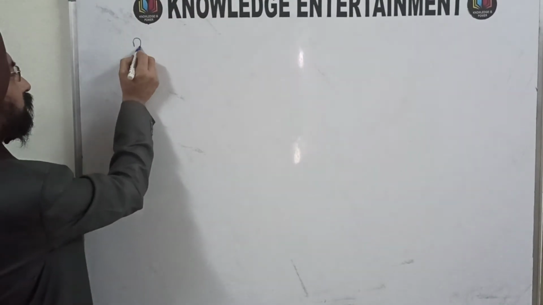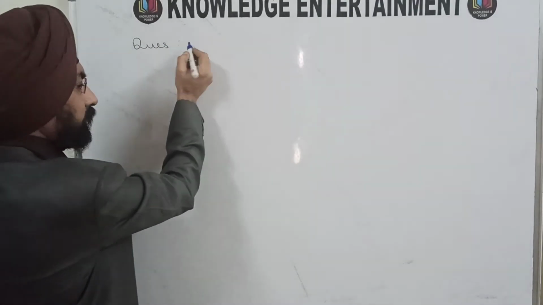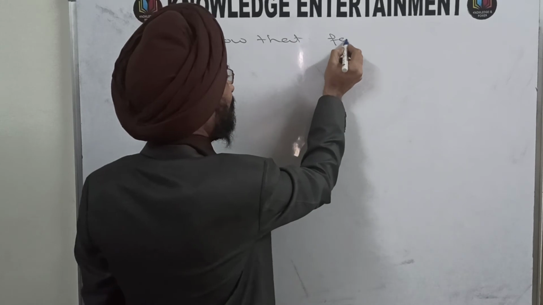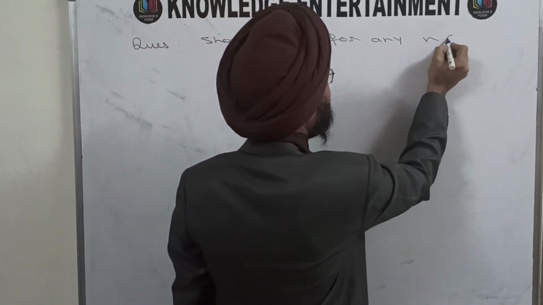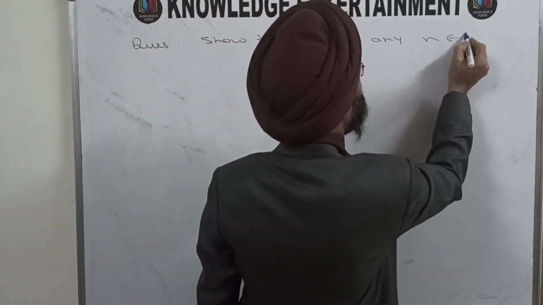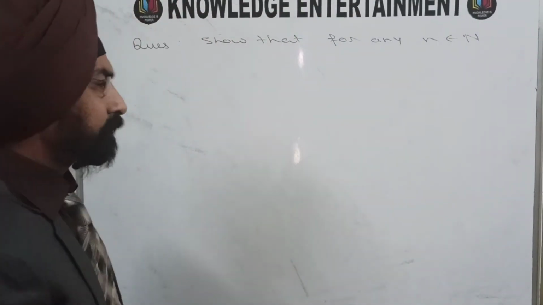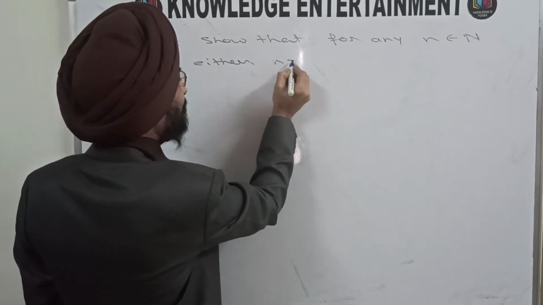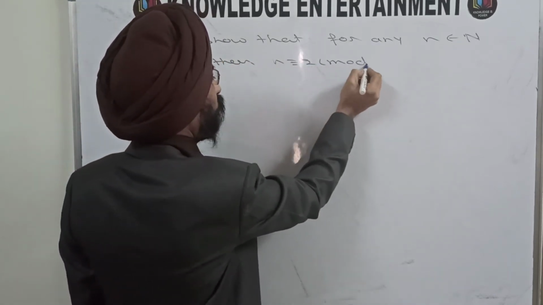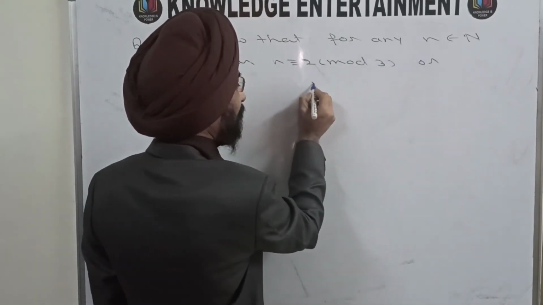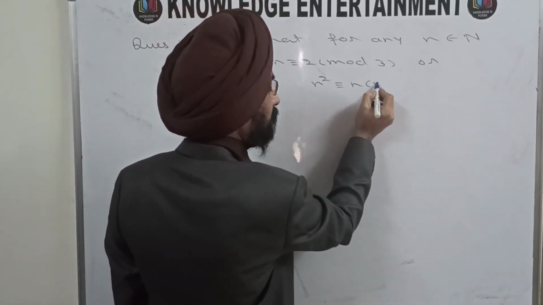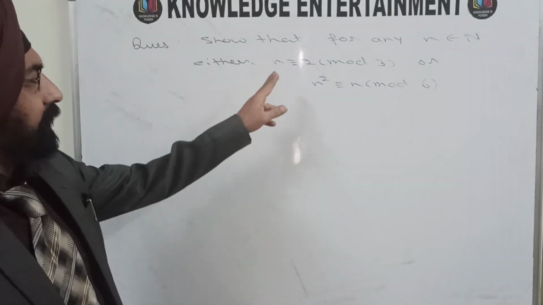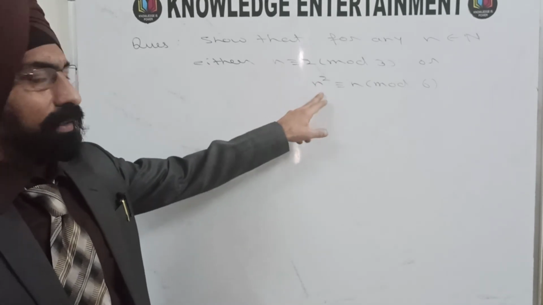Another question I'm going to solve now is, show that for any n belonging to the set of positive integers, or set of natural numbers, you can say anything, either n is congruent to 2 mod 3 or n square is congruent to n mod 6. For any natural number n, either this is true or this is true.